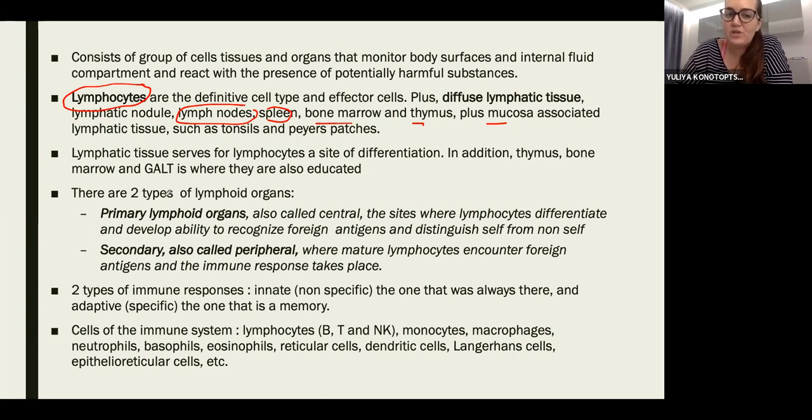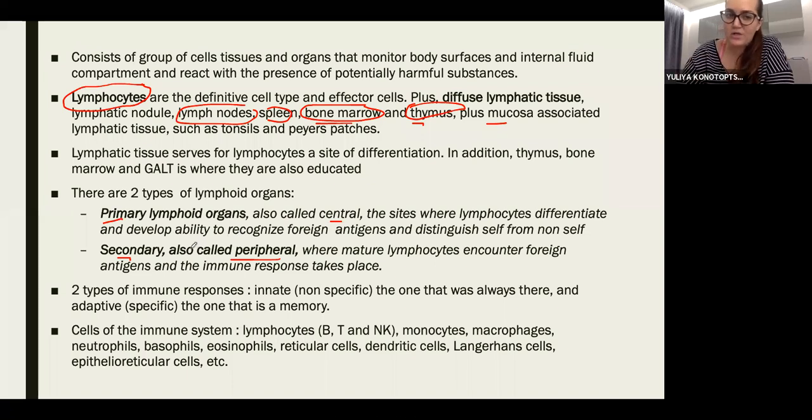Now, we have two types of lymphoid organs. We have the primary and we have the secondary. Another name for primary is central, another name for secondary is peripheral. So what is the difference? First of all, which lymphoid organs are primary? This is your bone marrow and thymus only. Only these two areas are considered central or primary. And what is happening in them? You can think about those organs as a school for lymphocytes. This is the area where the lymphocytes are being educated. This is their school, this is their university.